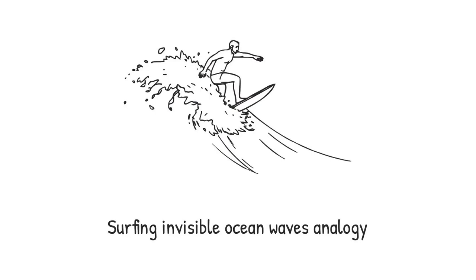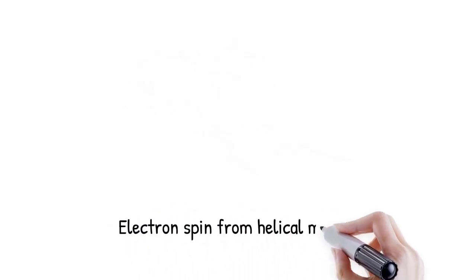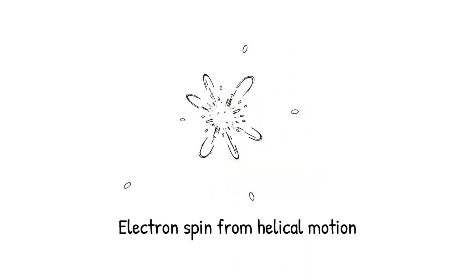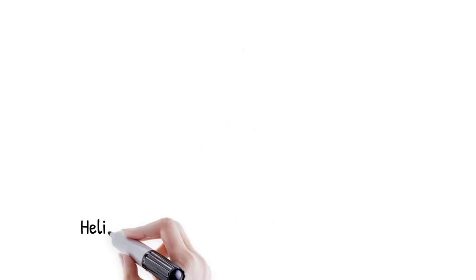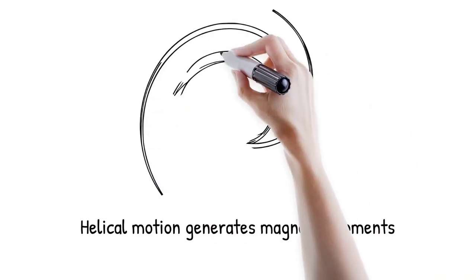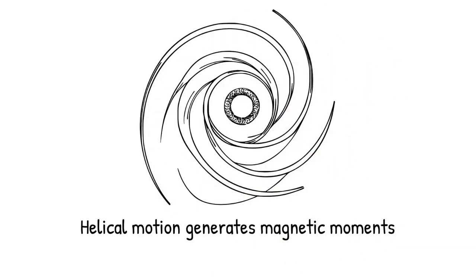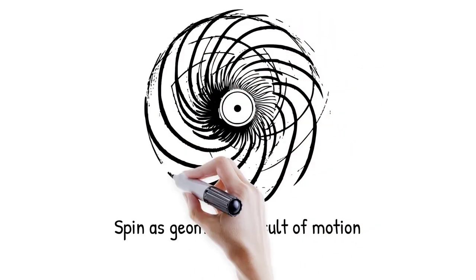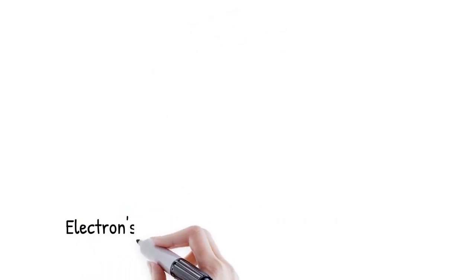Spin is traditionally treated as an intrinsic, non-spatial quantum property with no classical analog. However, if the electron traces a helical path at relativistic speed, this could create effective angular momentum. This internal circulation could generate magnetic moments consistent with observed spin behavior. The spin quantization would then emerge from stable modes of this motion under boundary conditions. This reinterprets spin not as a fundamental mystery, but as a geometric result of structured motion.